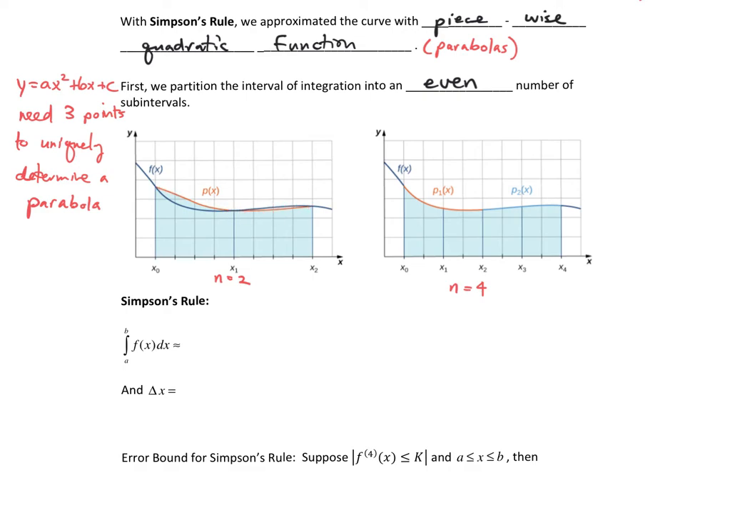Once I specify these endpoints, there's only one parabola that's going to fit through them. If you look at our second picture on the right, we have 3 endpoints. The orange curve describes the unique parabola that goes through those 3 points. And we can approximate the area under our curve using the areas under parabolas. So let's take a look at what our formula is going to look like.